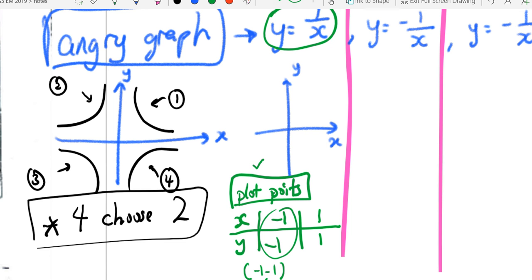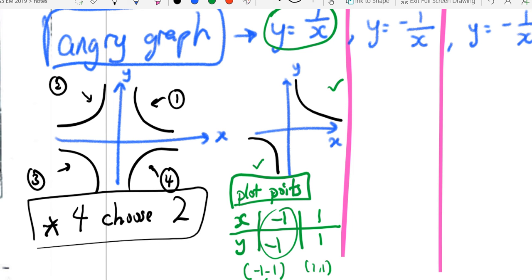Do you agree with this? Which means my final graph is actually the first angry curve and the third angry curve. Do you follow? So this is just like that. So I take out a black pen. This is my curve. This is my curve. Do you understand now? Is it easy?